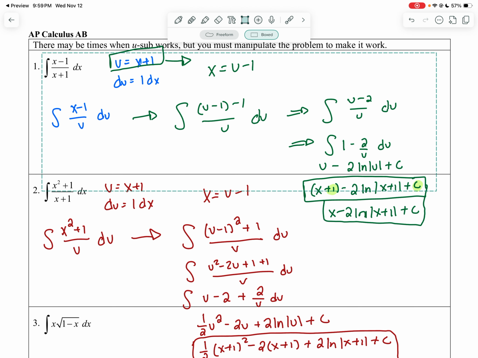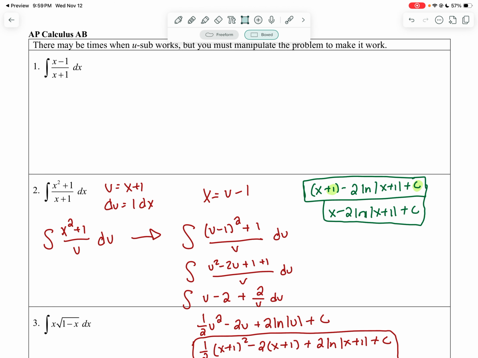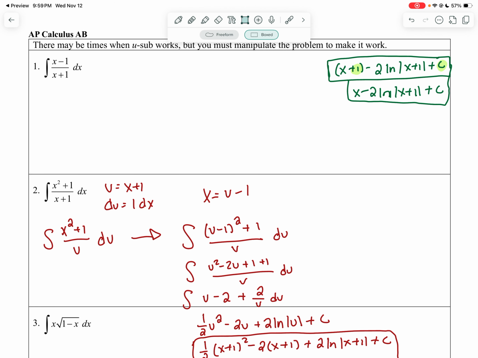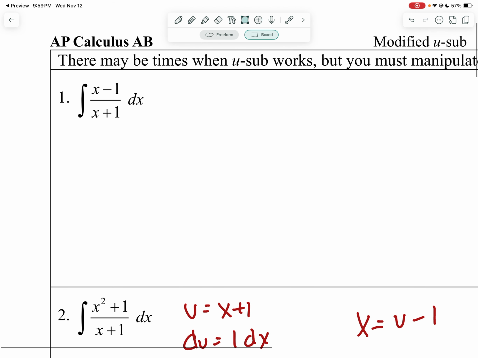Now remember that the name of this game is to essentially figure out what is the most efficient method in terms of solving these problems. You have approximately 2 minutes per inactive problem and 3 minutes per active problem. And I'm not trying to waste my time doing U sub here if I don't have to.